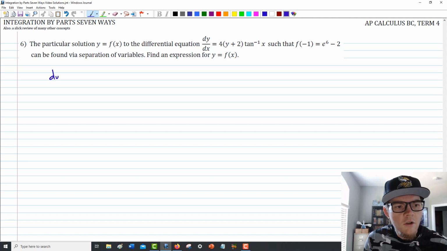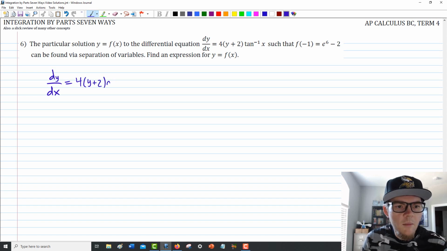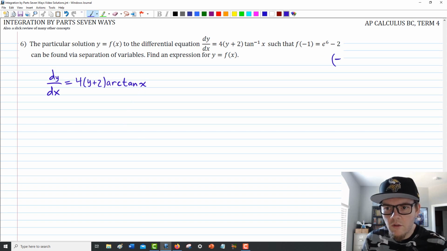So I'm going to go ahead and write this out. So our differential equation, at first, I'm not sure. Is it going to require integration by parts? Maybe the problem writer messed this one up. I don't know, we'll find out. So we got that. We also have our initial condition. It looks like we're passing through the point -1, comma, e to the 6th minus 2.